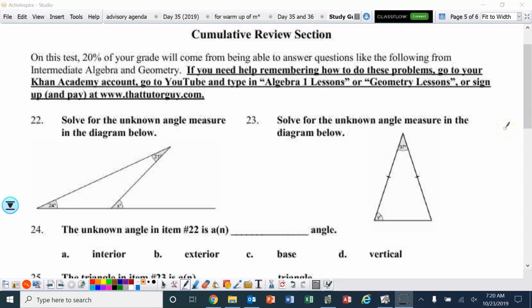Hello, ladies and gentlemen. The cumulative review section for the Chapter 3 test. Here we go. Number 22, solve the unknown angle measure in the diagram below. All right, there's the unknown angle.